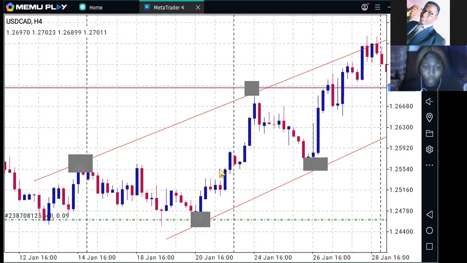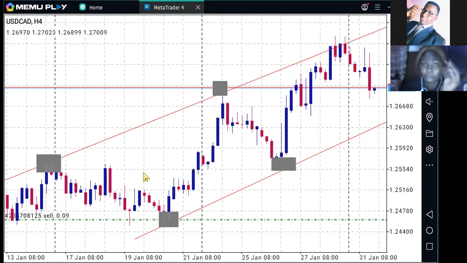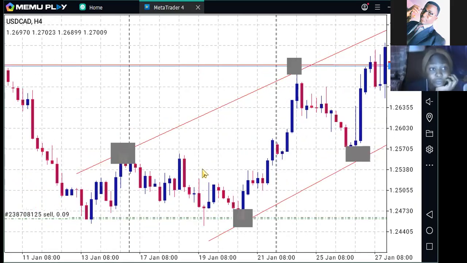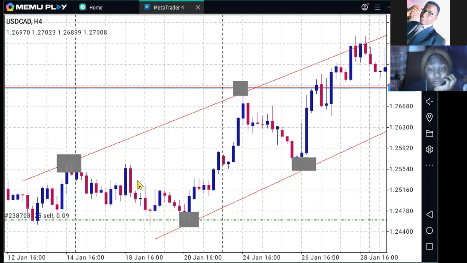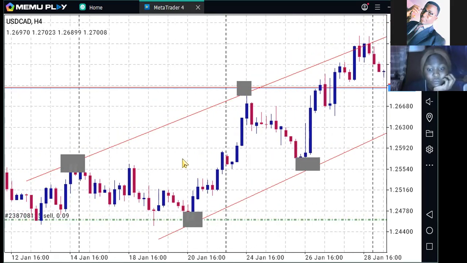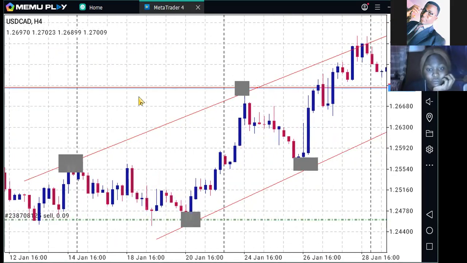Okay, this was what we did on Saturday, or which day, I don't know. I picked a pair. This was USD CAD, which I showed you on the 4 hour. Much later, I'll still go in depth to explain this time frame so you really understand.